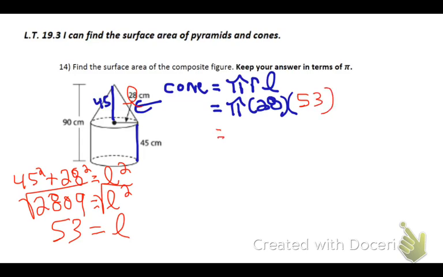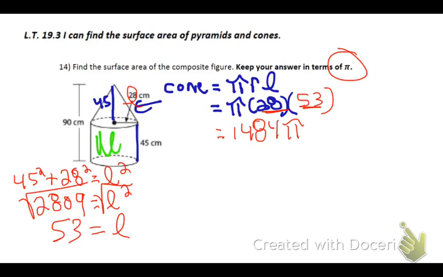All right, so we got 53 times 28 times pi. And it says leave it in terms of pi. So let's do 53 times 28. So that's 1484 pi. I just multiplied the numbers together, these two parts. Okay, so that's what we have so far for the cone.